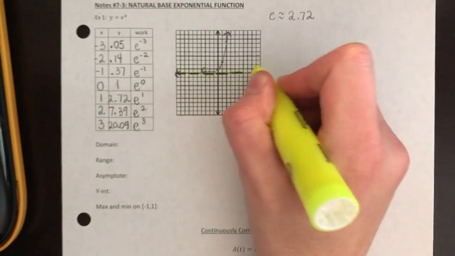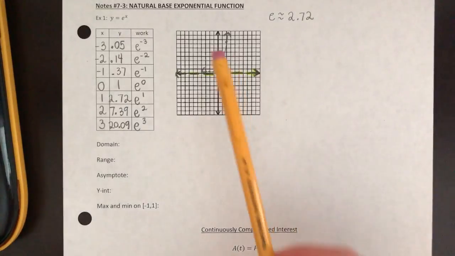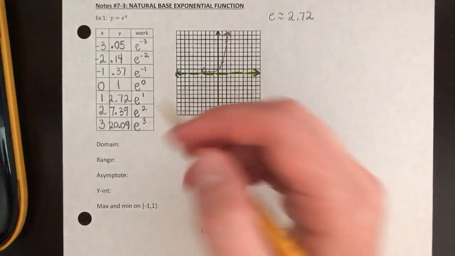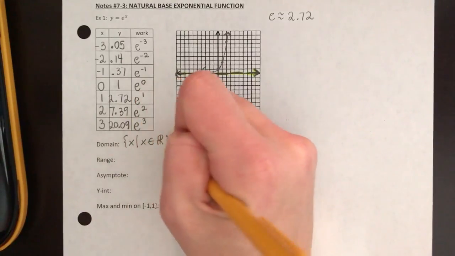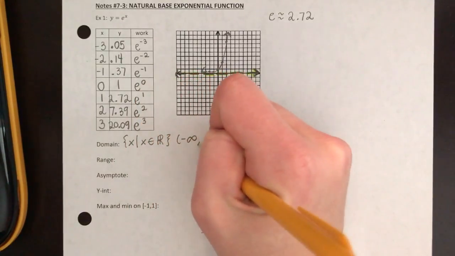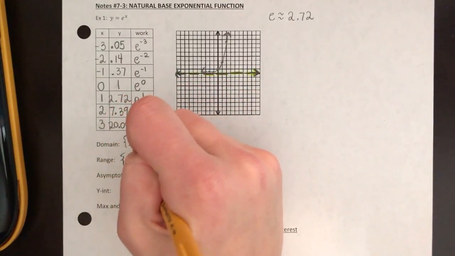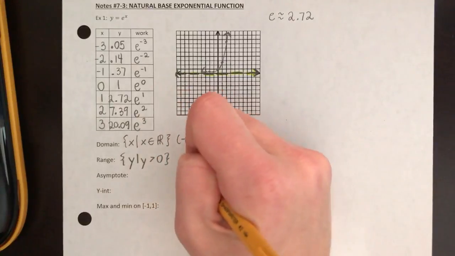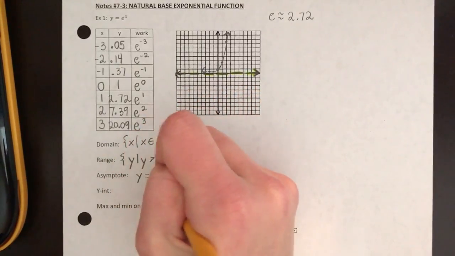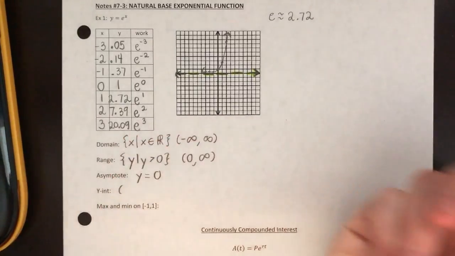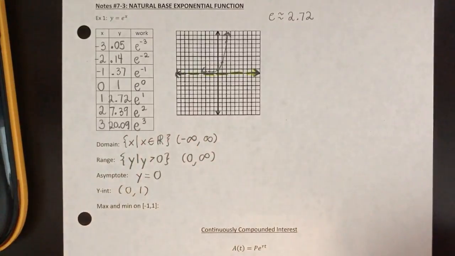Okay, so let's talk. As with my other exponential parent functions, my domain is x such that x is an element of reals, goes all the way left, all the way right forever. In other words, -infinity, positive infinity. My range, y such that y is greater than 0, or (0, infinity). My asymptote for the parent function is y equals 0. And also, same as all the others, for my parent function, the y-intercept is (0, 1).